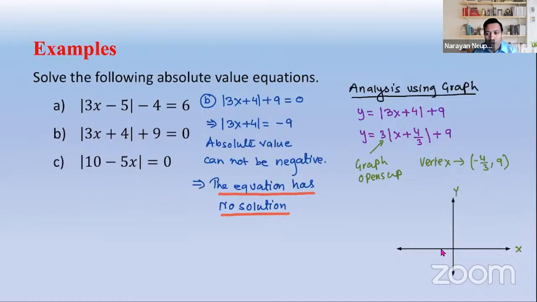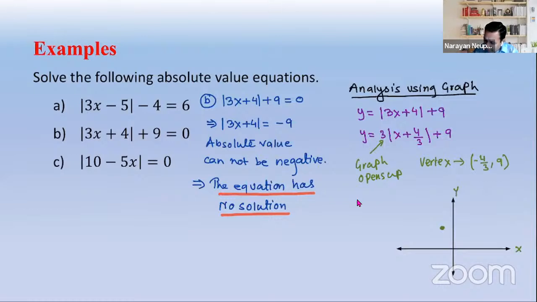Negative 4 over 3, somewhere there where I'm pointing with my mouse. And then positive 9, you go 9 units up. So it will be somewhere there. So the vertex is somewhere here. Okay, vertex is somewhere here. And we know that the graph opens up. So from here, we have to draw a graph that is opening upward.